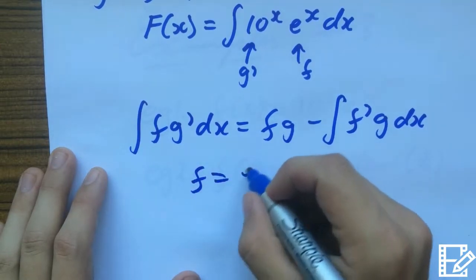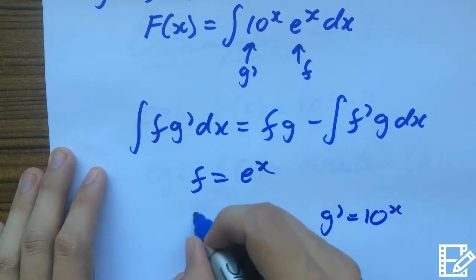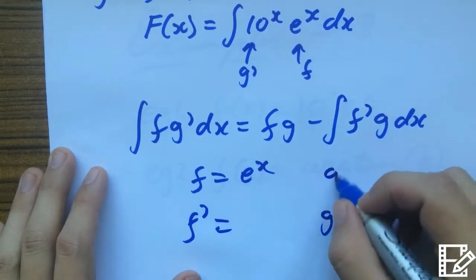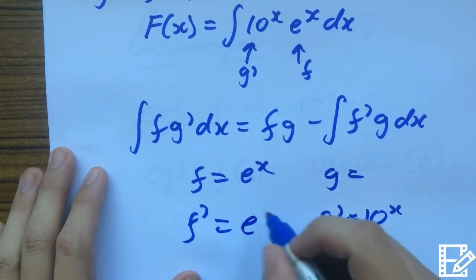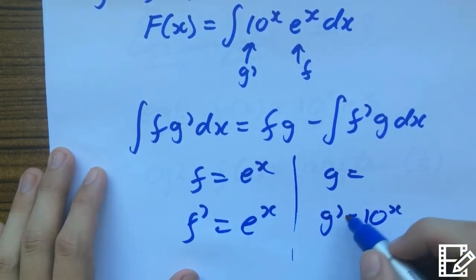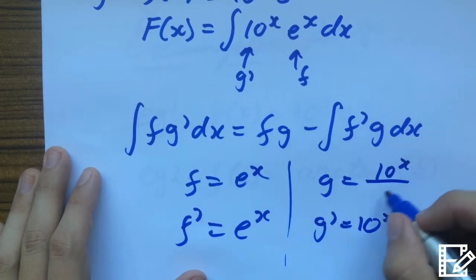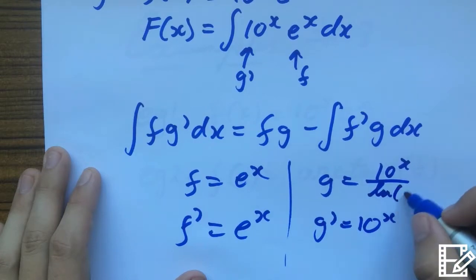So we have our f, which we said was e to the x, and we have our g dash, which we said was 10^x. We need an f dash, and we need a g. Like I said before, the derivative of e to the x is e to the x, and the integral of g dash is, like I said before, 10^x on ln of 10.